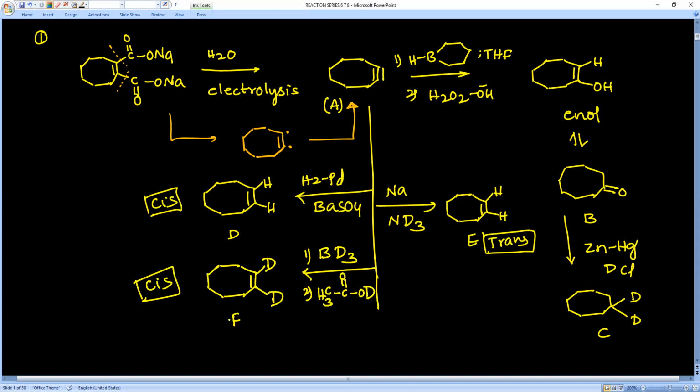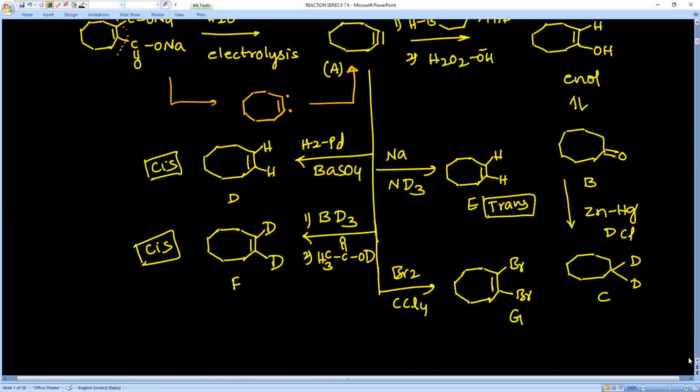This is compound F. Now this molecule is treated with bromine in the presence of CCl4. The compound A is treated with bromine in the presence of CCl4. What will happen? One pi bond gets dissociated. Here bromine attacking takes place. But we know bromination is anti-addition, meaning two bromine atoms are present on opposite sides. This is also trans. Okay, this is about the reaction sequence.